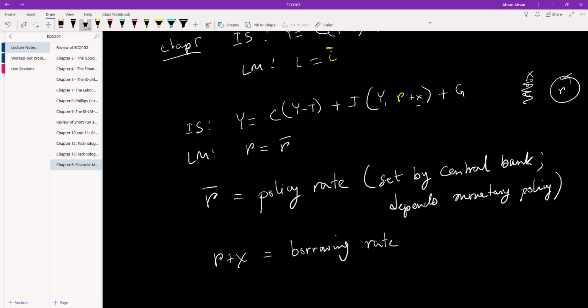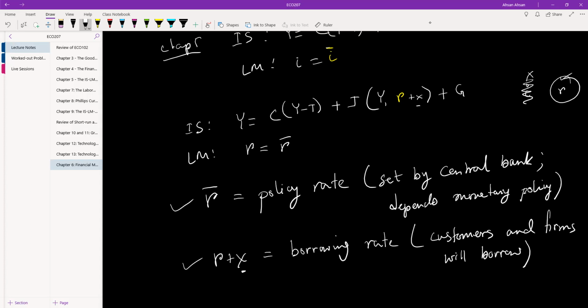Because this is the rate at which customers and firms will borrow. Okay, so this is the rate that's available to us, people such as you and me and other companies that want to take loans. They face the borrowing rate because they take loans from a variety of different financial institutions, companies, banks, and they all have some risk associated with them, which is captured here by X, the risk premium, and R bar is the policy rate, which is set by the government.